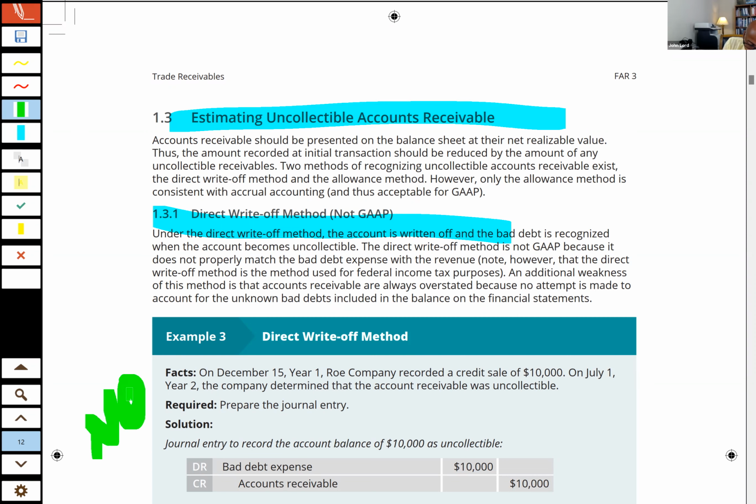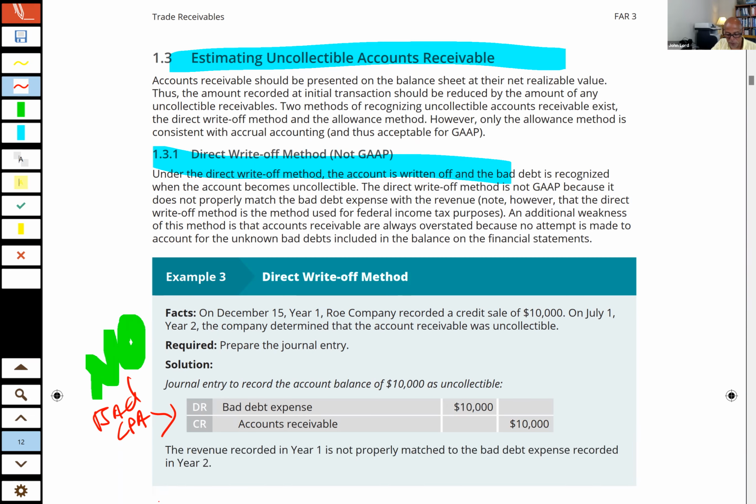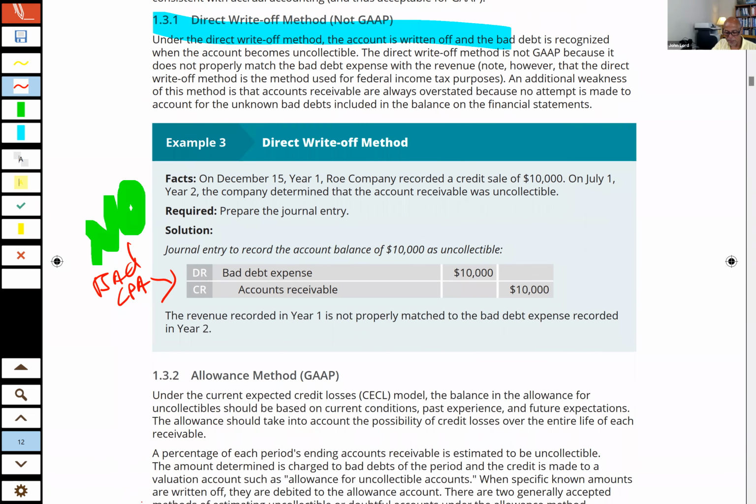Bad CPA, no. Don't do this. I'm going to say bad CPA. Do not do this. Never write off the bad debt like this: debit the bad debt expense, credit the receivable. You have to use the allowance method, meaning that you take the allowance and the bad debt expense at the time of sale, so you match that bad debt with the sale.